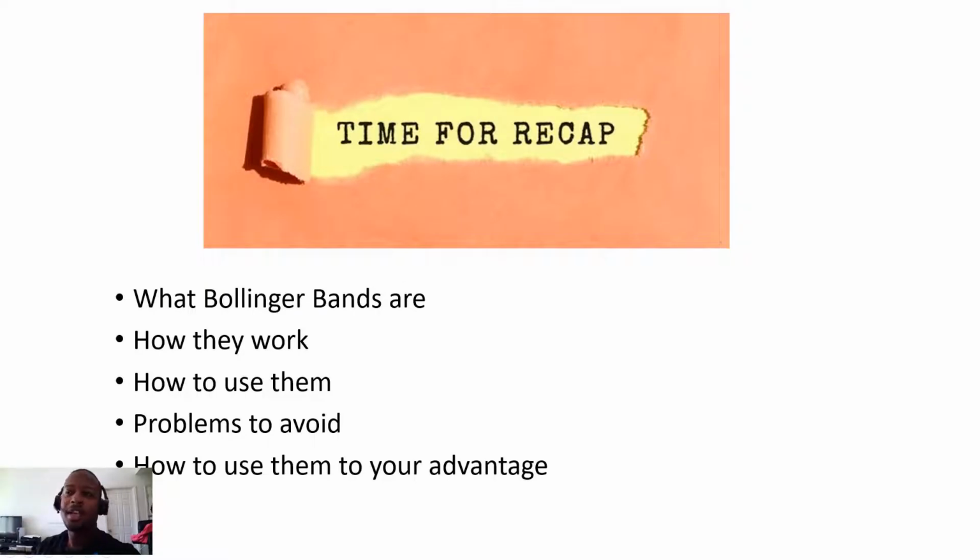All right, guys. So that pretty much is a quick crash course on the Bollinger Bands. You now know what they are, who made them, what they do, how they work, how to use them, you know what problems to avoid, and you know how to use them to your advantage by combining them with different indicators and isolators.